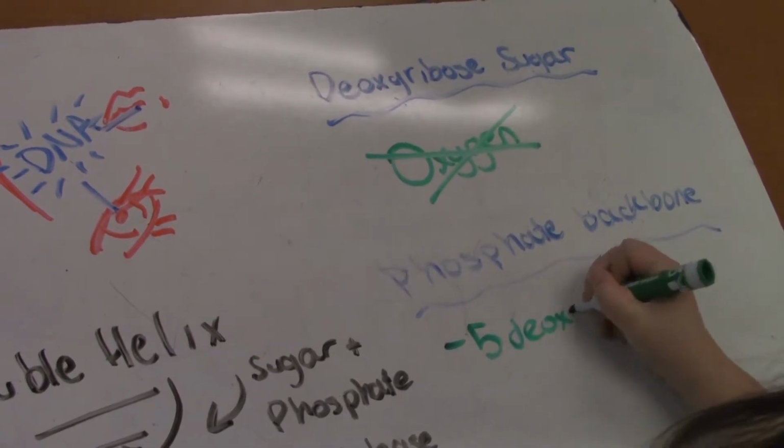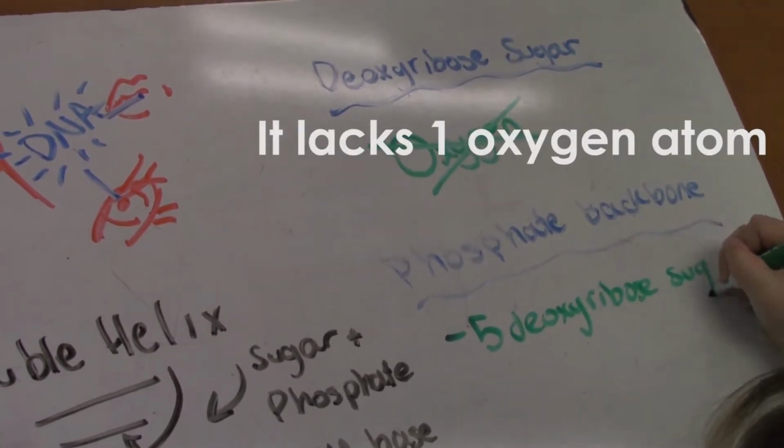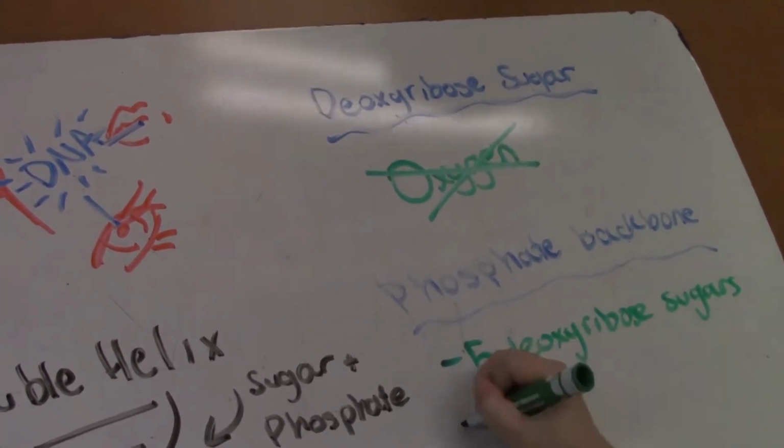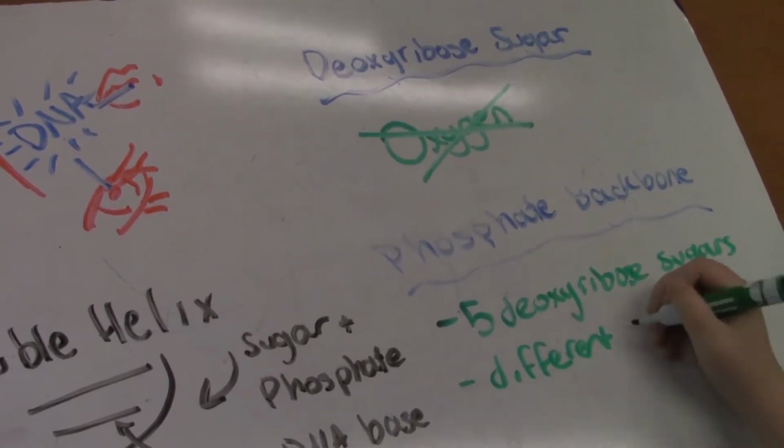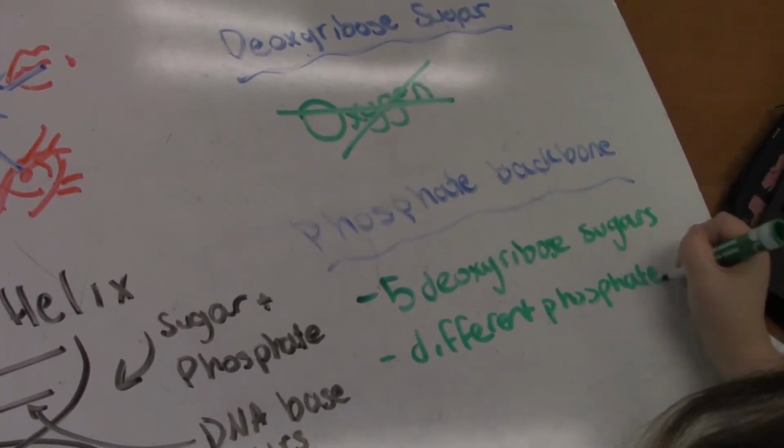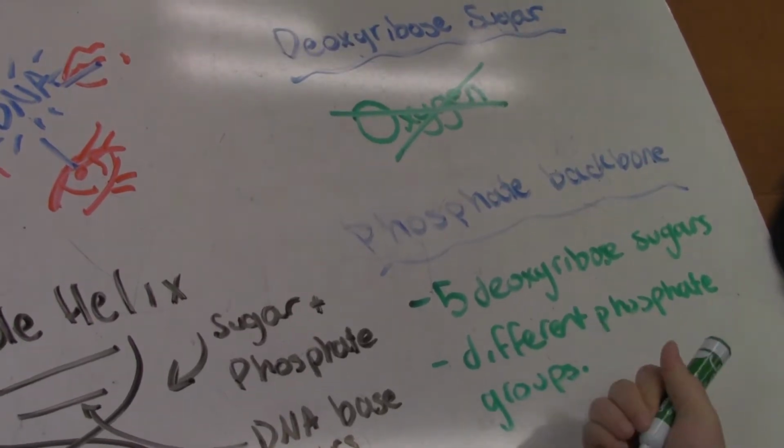Deoxyribose sugar is a modified sugar that lacks an oxygen atom. The phosphate backbone is a structural aspect of DNA that gives it form, and is made up of deoxyribose sugars and different phosphate groups.